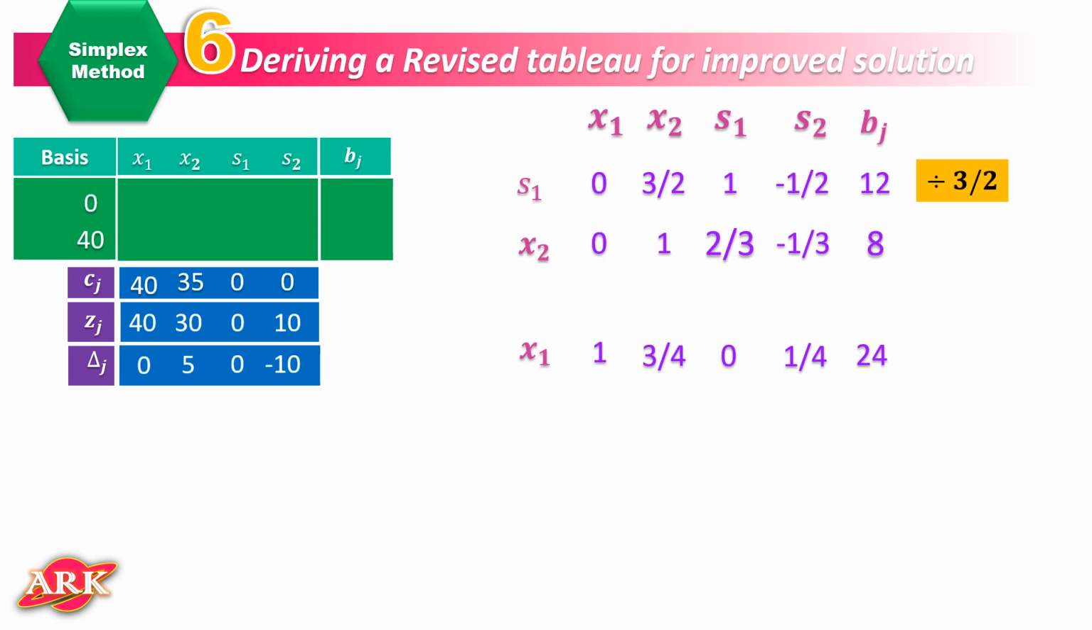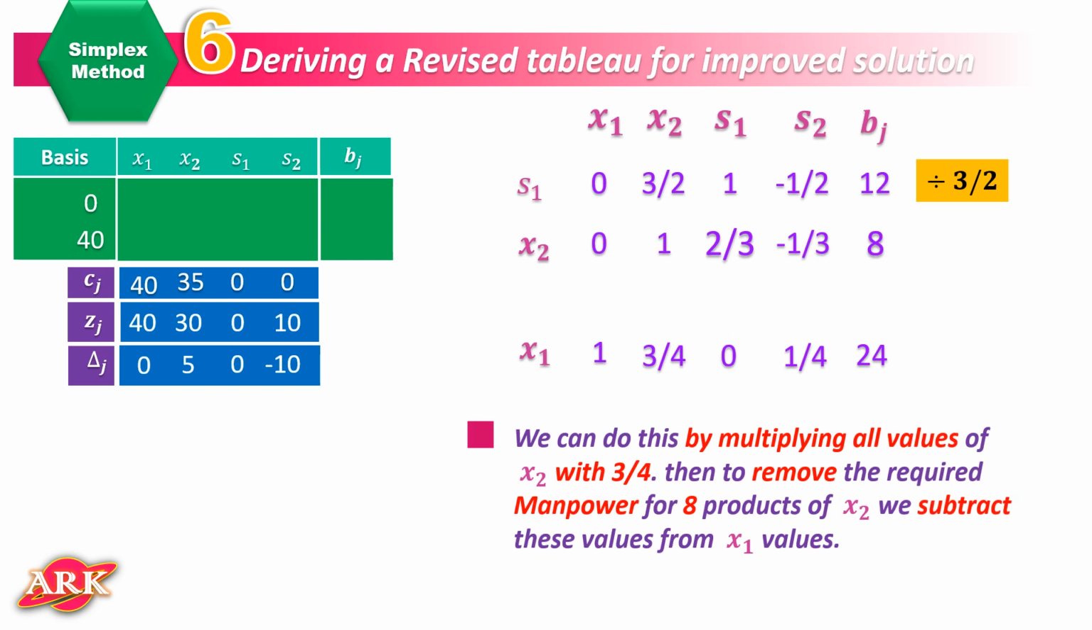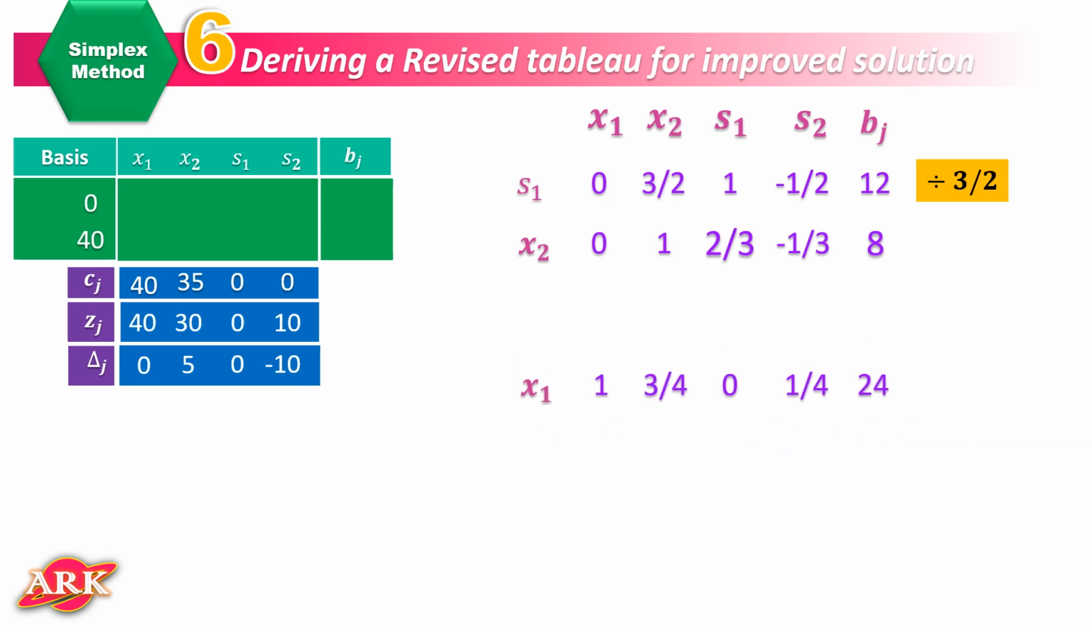Now, to allocate the manpower which is required for 8 products of X2, we multiply all the values of X2 with 3 by 4 and then subtract those values from values of X1 so that we can take away the manpower required for 8 products of X2 from X1. Why do we have to multiply only with 3 by 4?